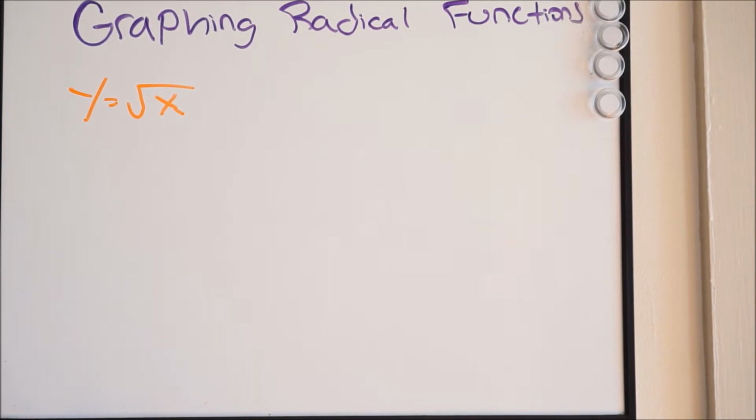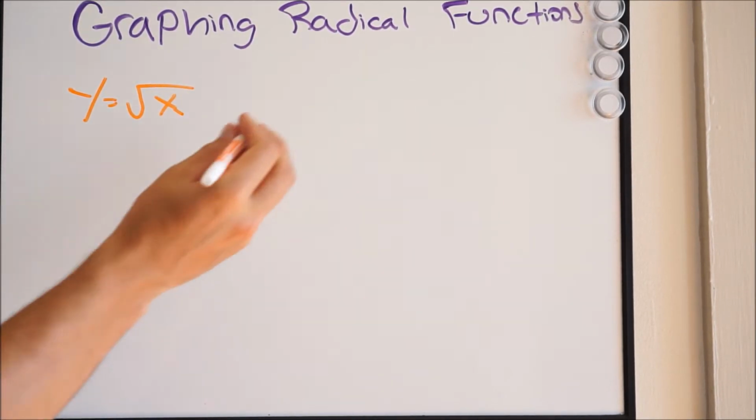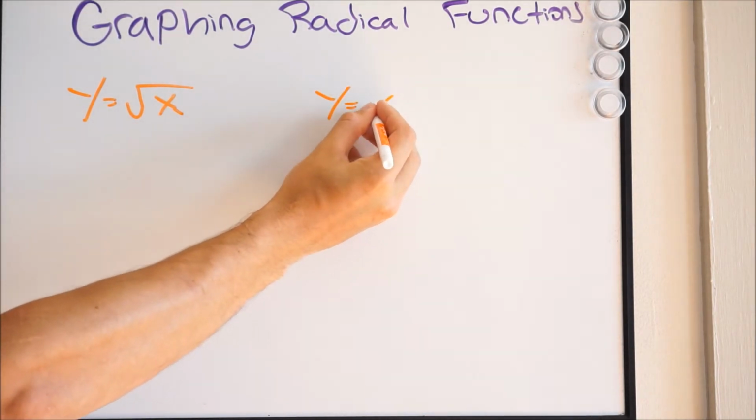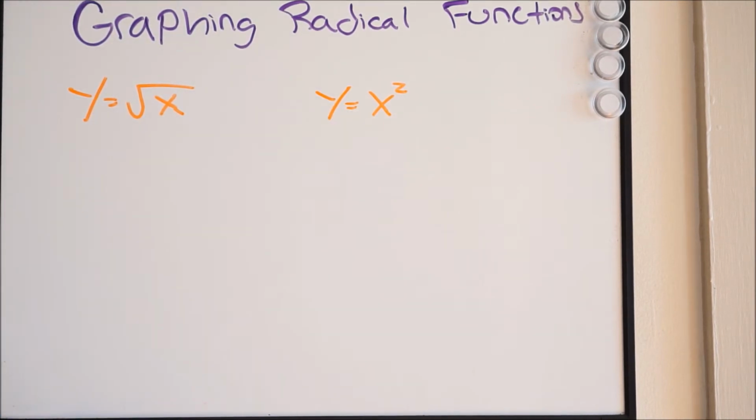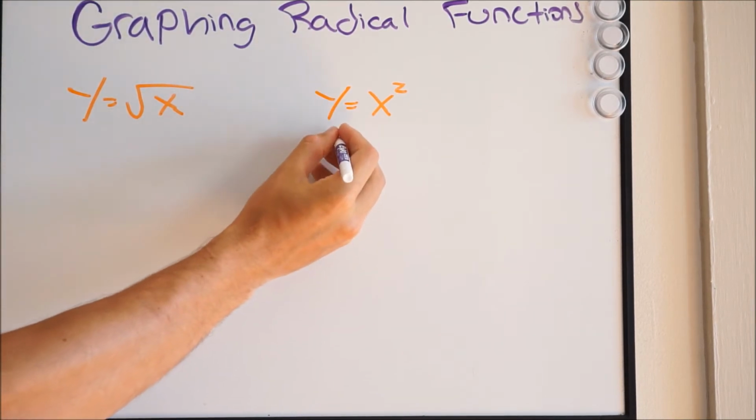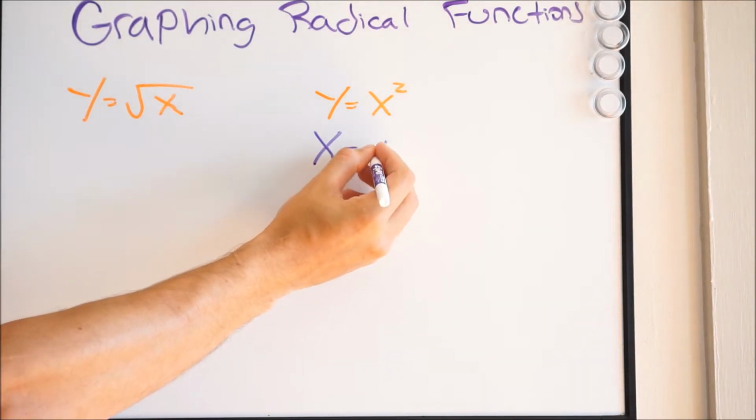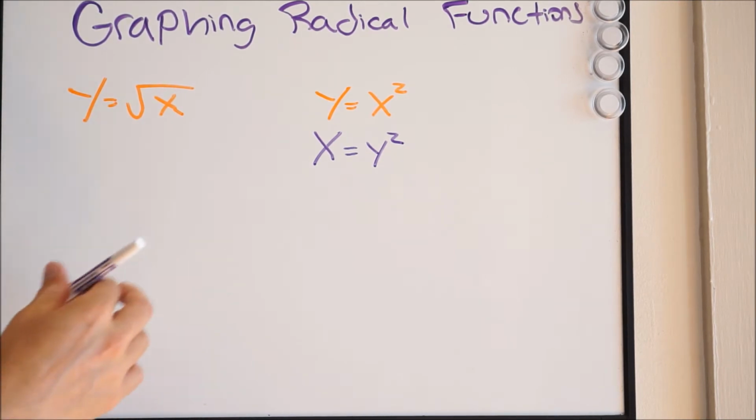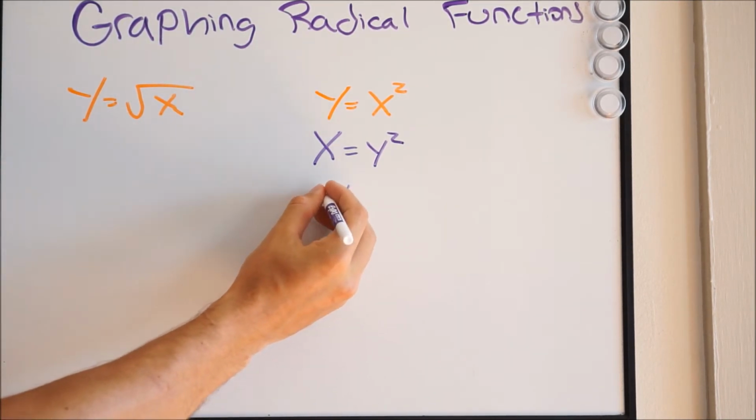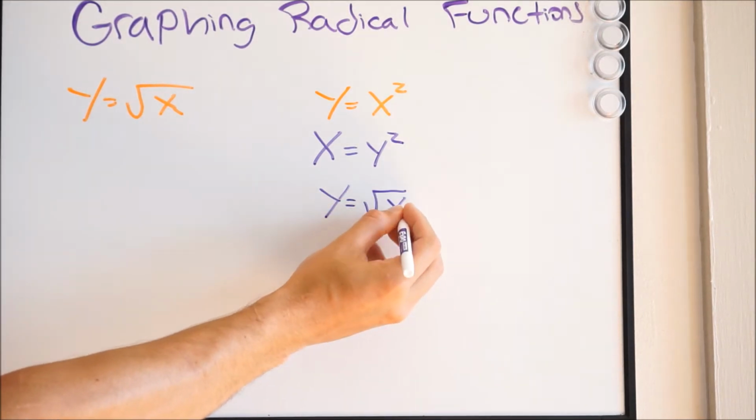Okay. Now if we compare this to the parent function of the quadratic, we have y equals x squared. So this is the parent of a radical, this is the parent of a quadratic. Okay? So let's take a look at what happens when I take the inverse of my parent function of the quadratic. In order to do that, I need to replace the x with y and the y with x. So I'll have x equals y squared. And I'm simply going to take the square root on both sides now. I'm going to solve for y. So y will equal the square root of x.